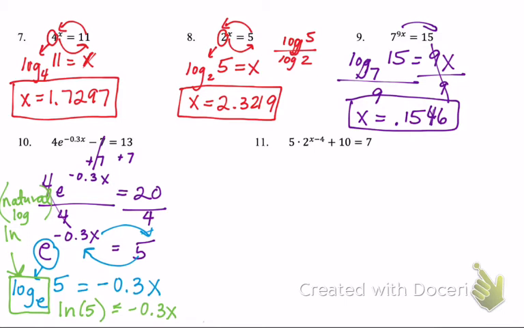And so then I type in natural log of 5, divide that by negative 0.3. So I'm going to come over here. Ln of 5 divided by negative 0.3 equals x, because I just divided each side by negative 0.3. And I end up getting x equals negative 5.36479.